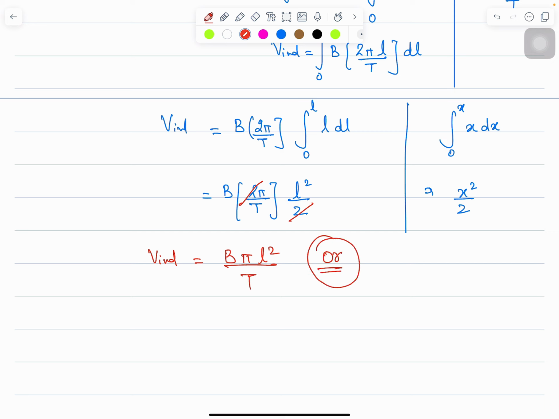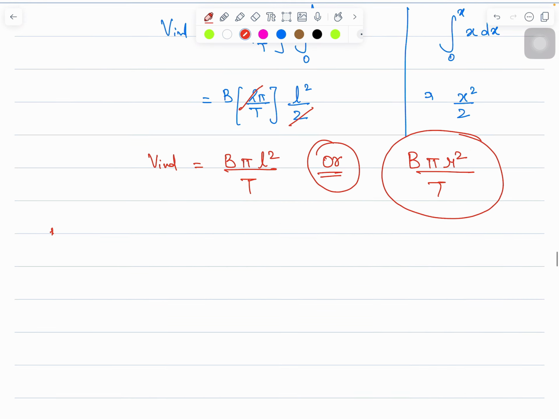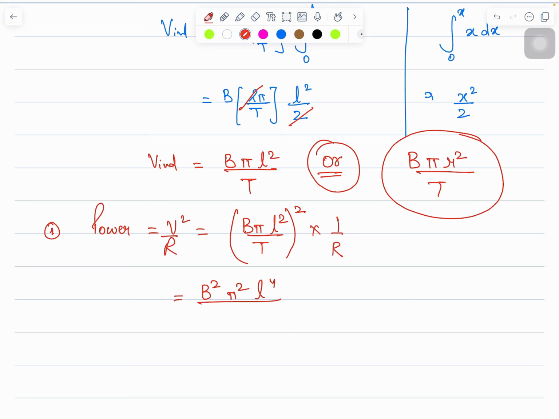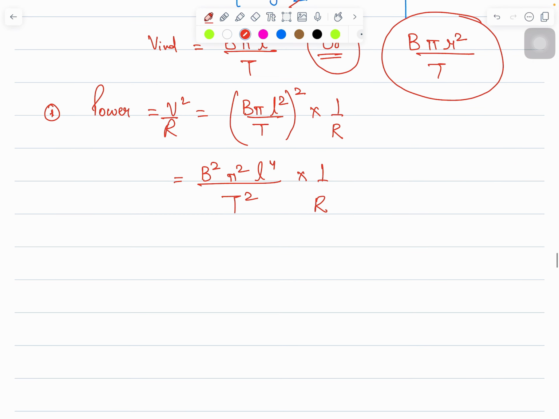Or we can use the same formula, B times pi R square divided by T. Do you understand? Okay. Till here we get the value of V. Now solve the power. So we have the formula for power. Power is equal to V square over R. V square is B pi L square divided by T whole square, multiplied by 1 over R. Solve it: B square pi square L power 4 divided by T square, multiplied by 1 over R. Clear, guys?